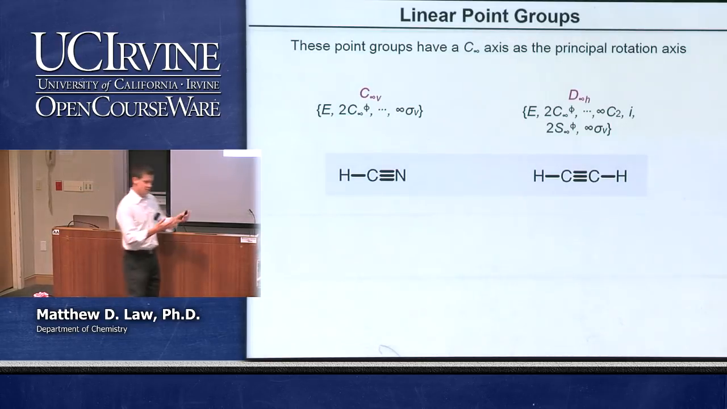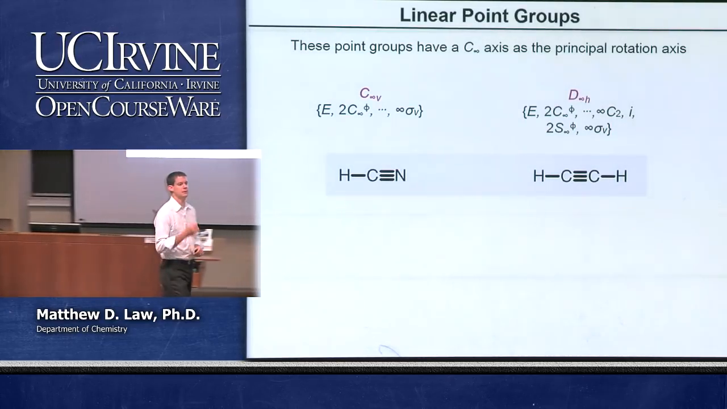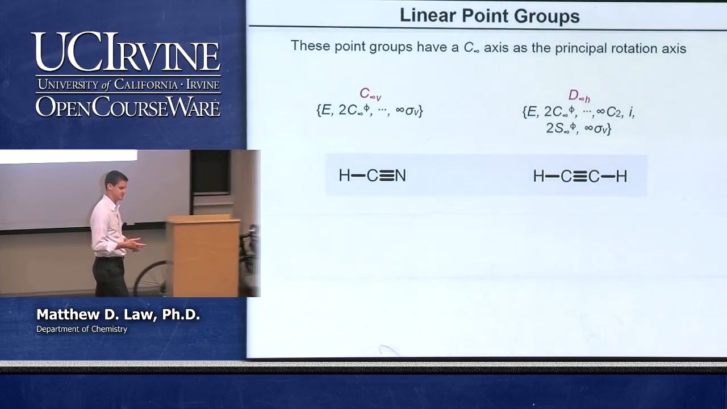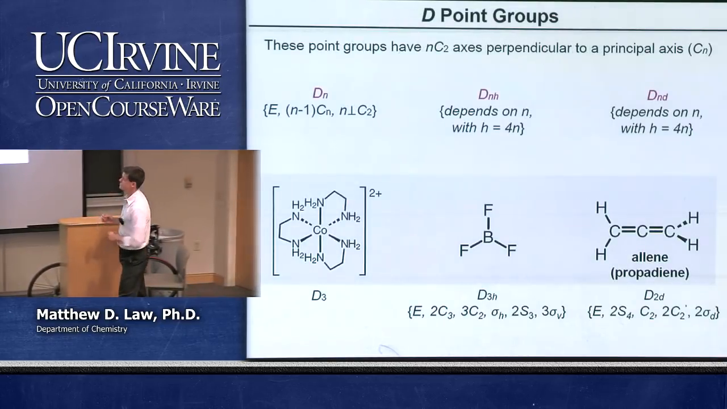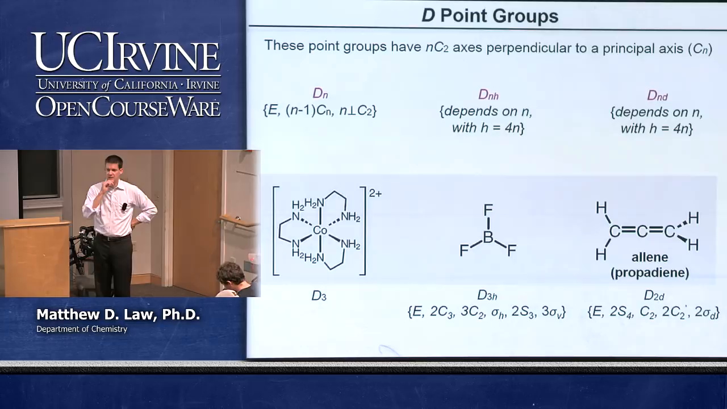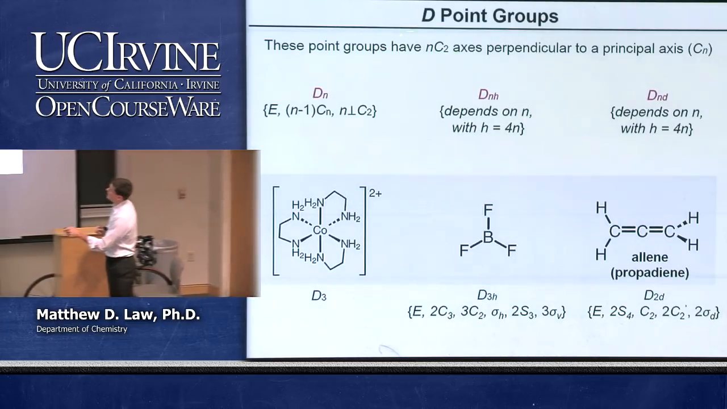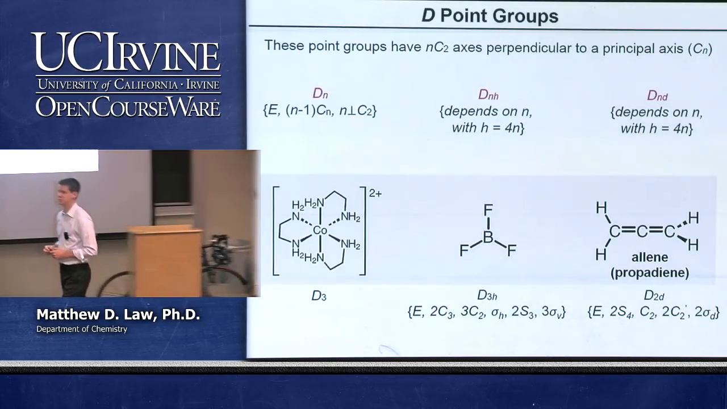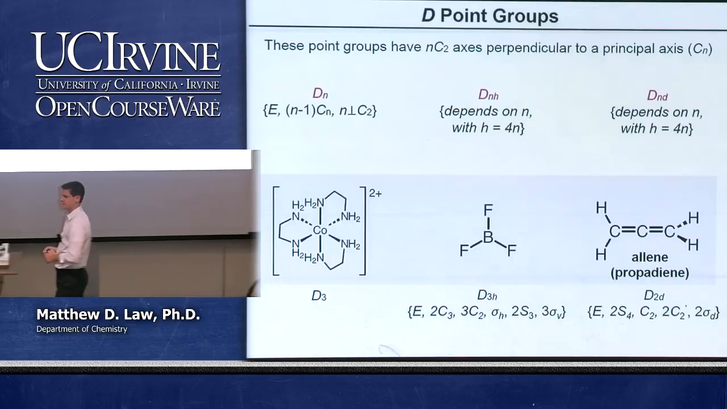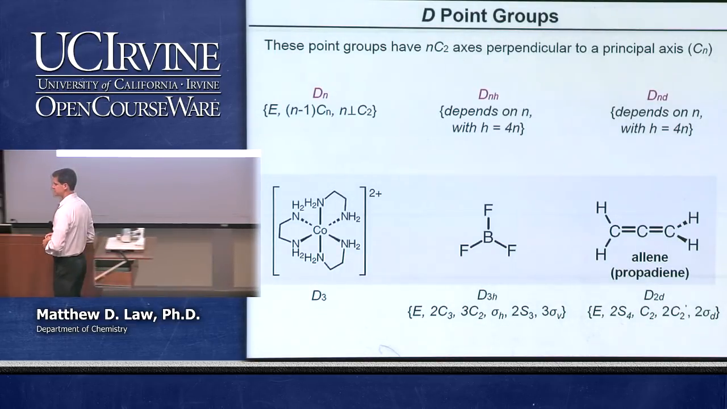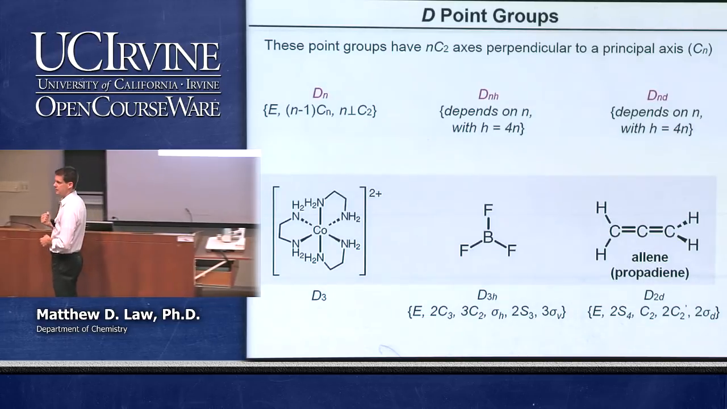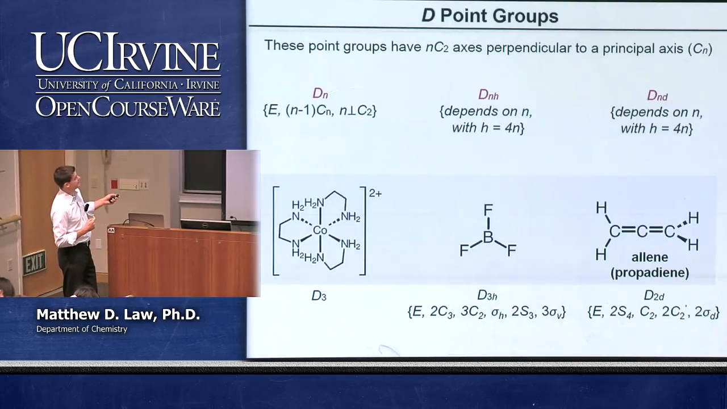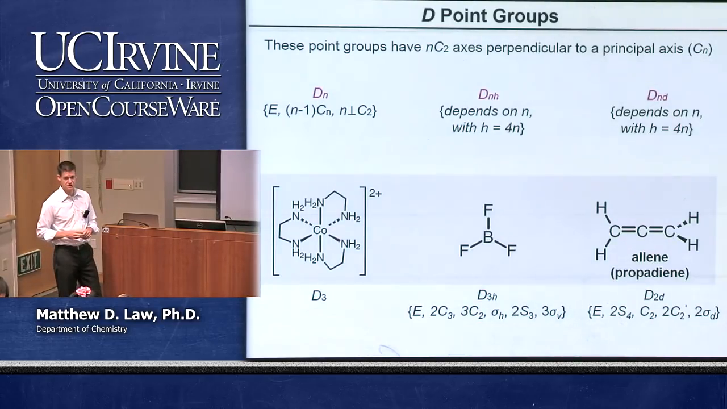Okay. So low, high, linear. There are three more. We have the D, we have the C, and we have the S point groups. Let's look at the D point groups. The D point groups are those that have n number of perpendicular C2 axes perpendicular to a principal axis. Okay. So anytime we have perpendicular C2 axes for a molecule, it's going to be a D point group. The question then is just, what D point group are we talking about? We have Dn, we have Dnh, and we have Dnd. Those are the three possibilities.